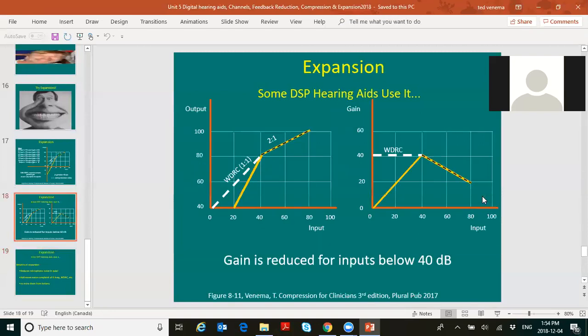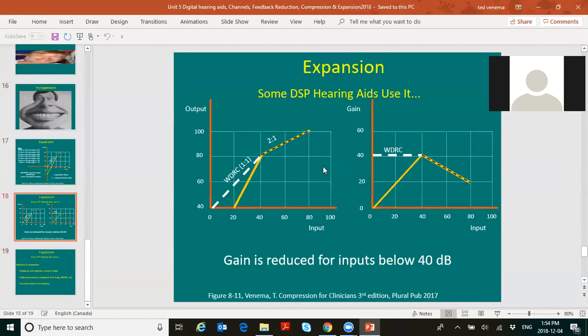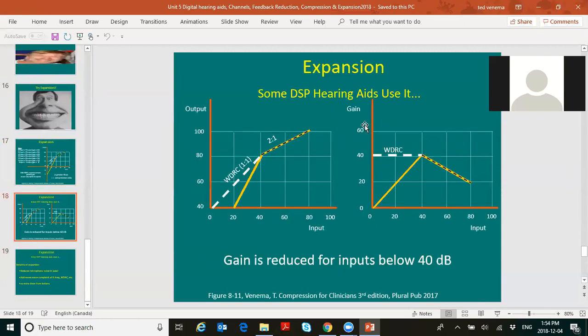But because expansion provides less gain for soft inputs, just like you saw here, that internal noise is no longer there. So when you're looking at this screen here, this left graph is showing you exactly what this one is, only I cut the bottom stuff off. And on the right, I'm just plotting things in terms of gain. Instead of output on the vertical, I'm doing gain. So WDRC is giving linear gain of 40: 0 in, 40 out, 20 in, 60 out, 40 in, 80 out. So its gain is 40, 40, 40, 40, 40.